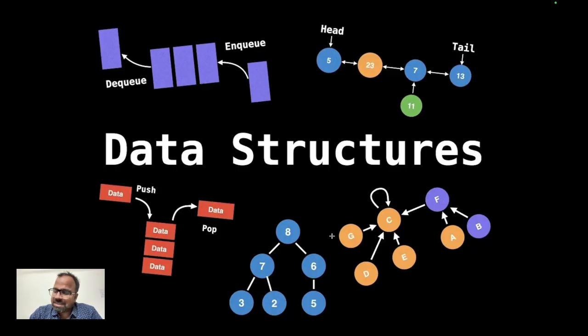Now, let's understand the formal definition. If somebody asks you in an interview what a data structure is, what should you reply? You should say that a data structure is a way of organizing, storing, and managing data in a computer so that it can be accessed and modified efficiently. Now let me break it down.